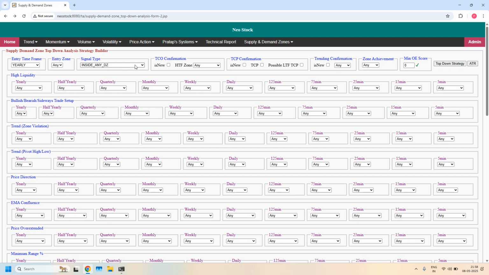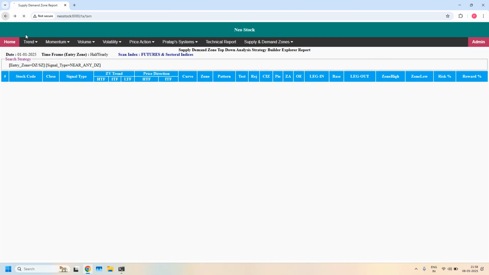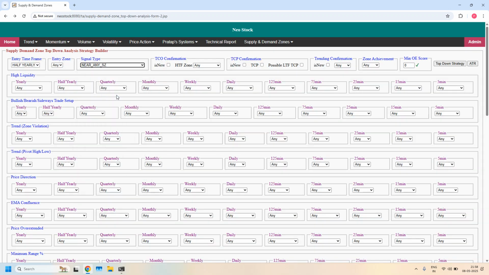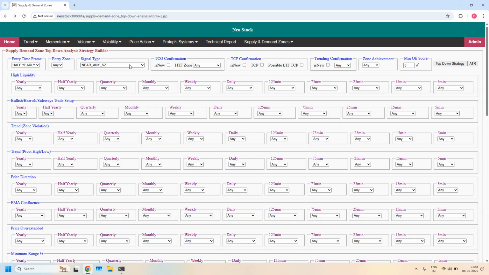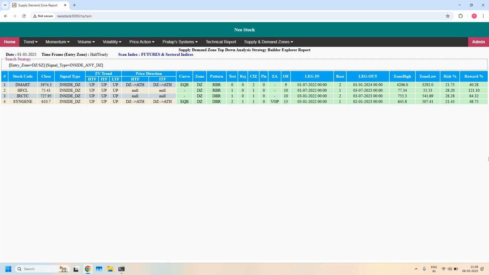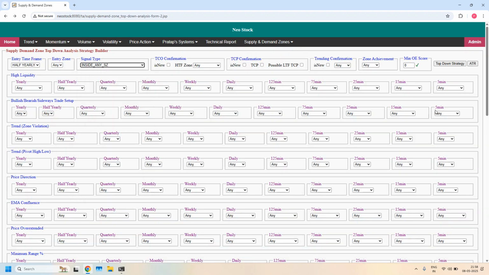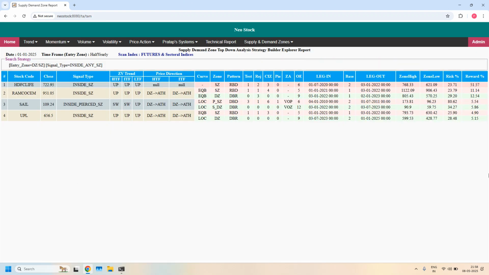Next, price closed inside the yearly supply zone, no stocks are available. Next time frame, half yearly. Stocks near half yearly demand zone, no stocks. Stocks near half yearly supply zone, 1 stock is filtered. Next, price closed inside the half yearly demand zone, 4 stocks are filtered. Next, price closed inside the half yearly supply zone, 4 stocks are filtered.